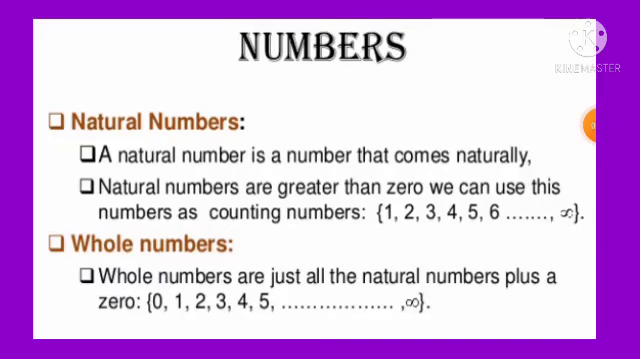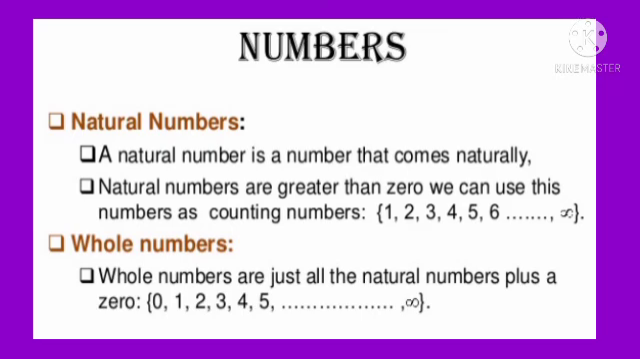Introduction of natural numbers and whole numbers. Children, now let us introduce natural numbers and whole numbers. A natural number is a number that comes naturally. Natural numbers are greater than 0. We can use these numbers as counting numbers. The other name of natural numbers is counting numbers. 1, 2, 3, 4, 5 and so on.